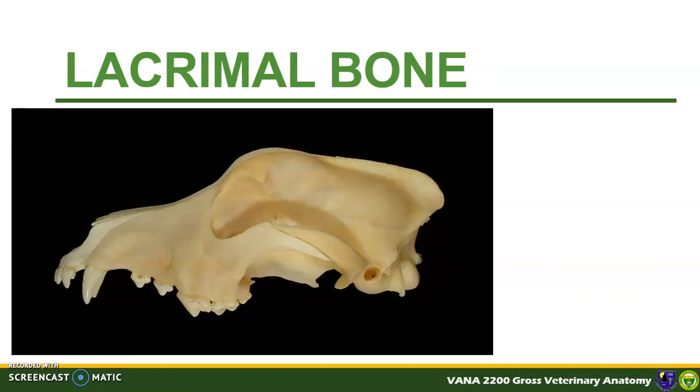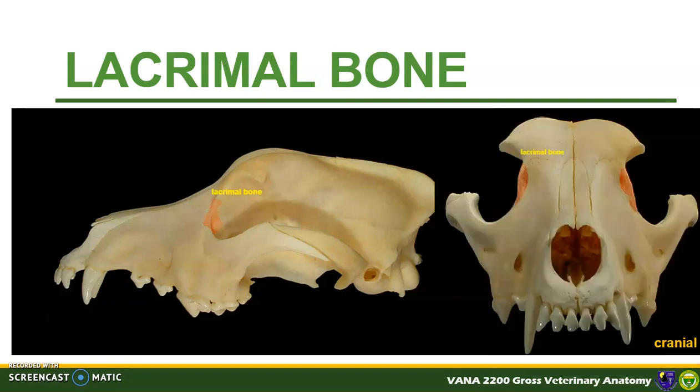Next bone is a small, irregularly shaped lacrimal bone. This paired bone lies at the medial surface of the orbit. The orbit is the bony socket holding the eye. The lacrimal bone can be seen better at a cranial view as shown here.